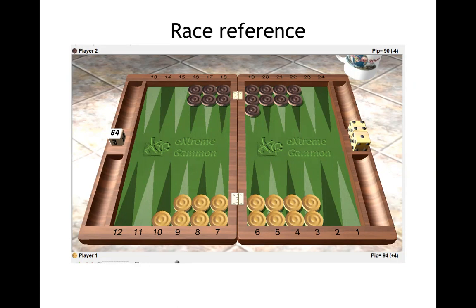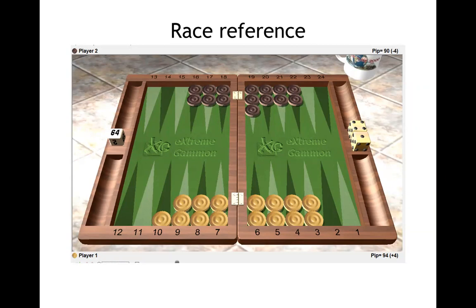So, 94 pips for white, 90 for black. White's on roll. How often is white winning this game? Right, about half the time. Yeah, this is almost exactly half the time here.